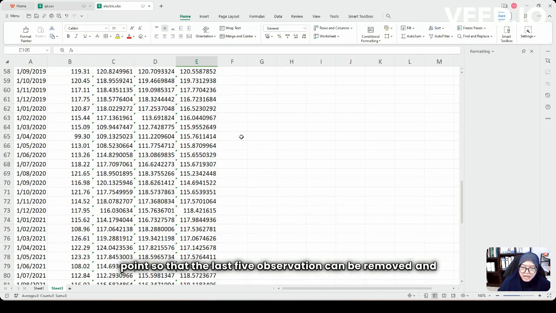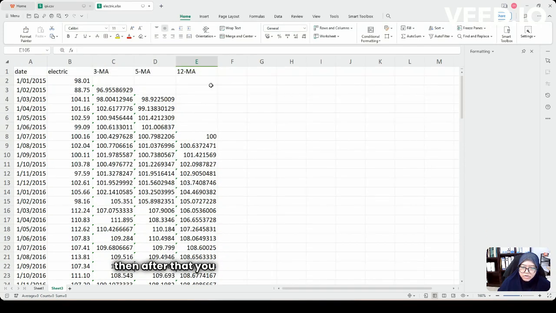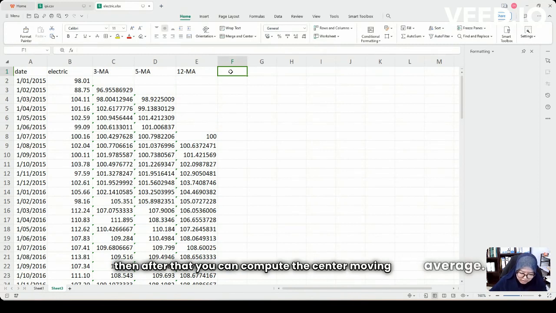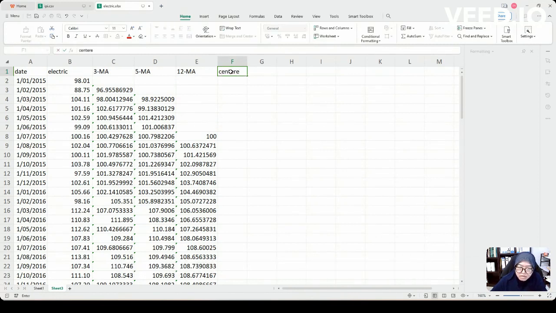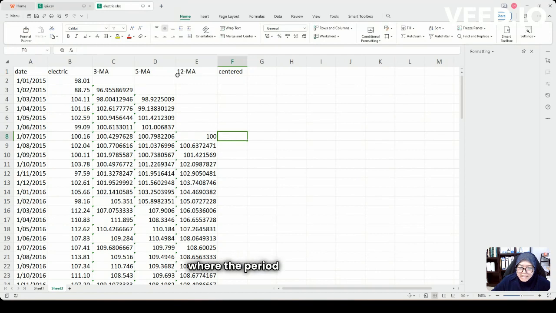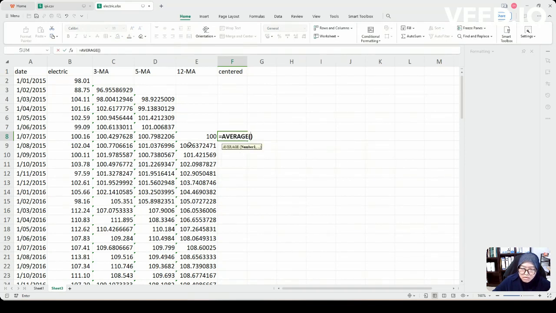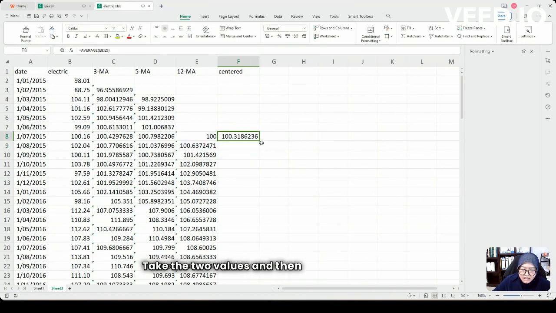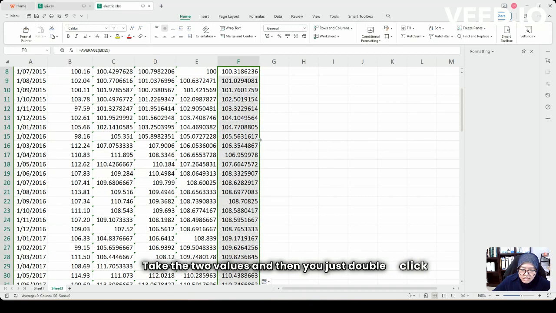Okay, and then after that, you can compute the centered moving average. This is only applicable for the MA where the period is an even number. Then you compute the average of the 12-period moving average. Take the 2 values, and then after that you just double click.